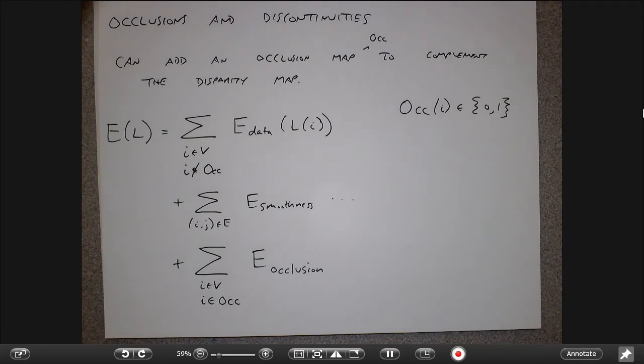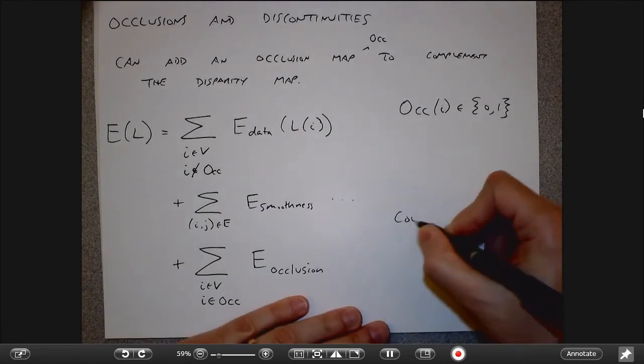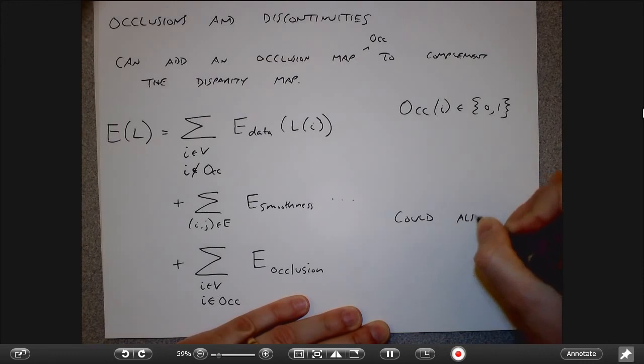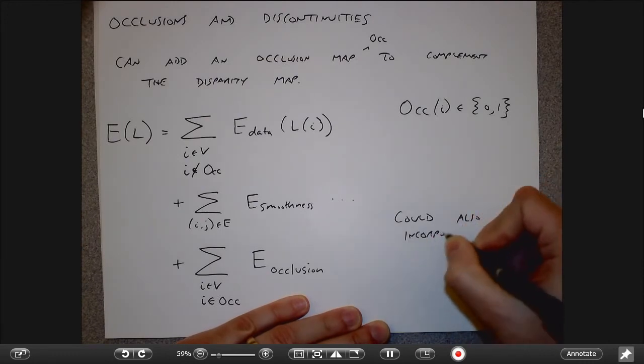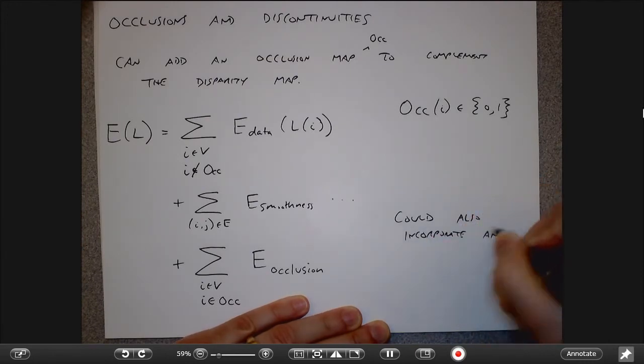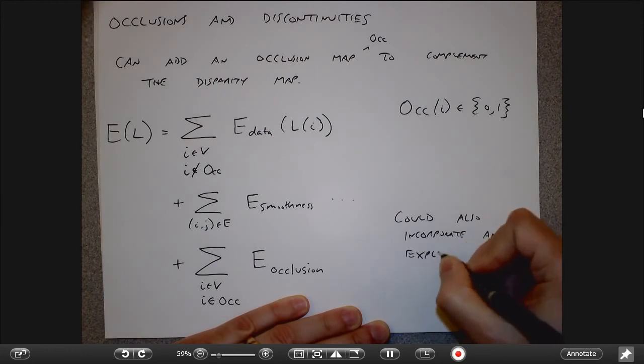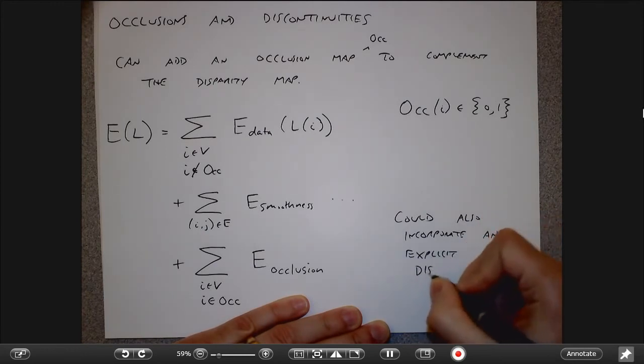So this is a pretty easy little innovation to make this work. And again, this is pretty easy to incorporate into belief propagation. And you could also incorporate what I would call an explicit discontinuity map.